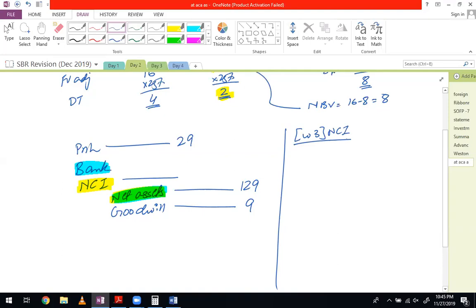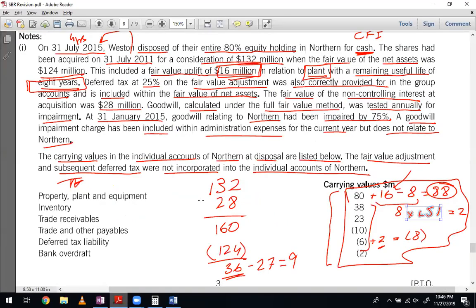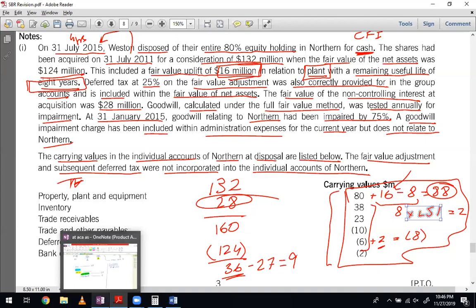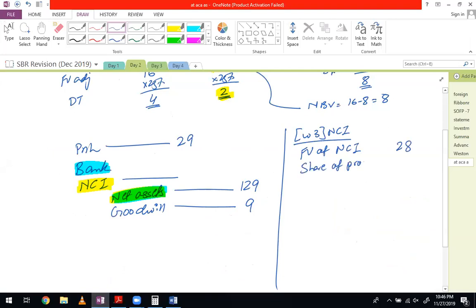Yes, Cindy, we still are going to add it in the net assets because otherwise my value of NCI would be incorrect. So when we are solving the value of NCI, the fair value of NCI was initially 28. So we will keep 28 and then we should be adding the share of profit and we should be deducting the share of impairment loss from this.